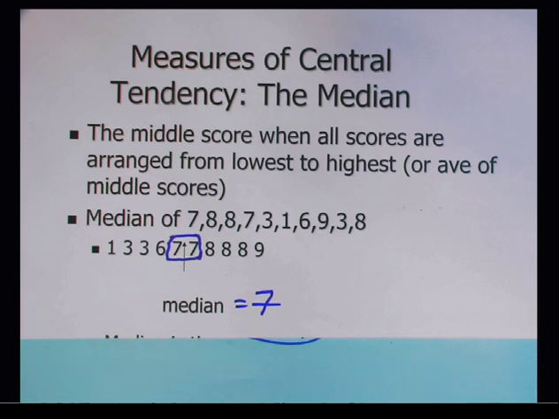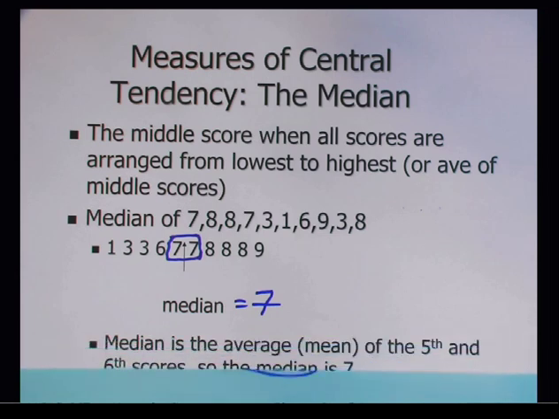Okay, so it's another measure of central tendency. The median is the average of the middle 2 numbers, and so here our median is 7.